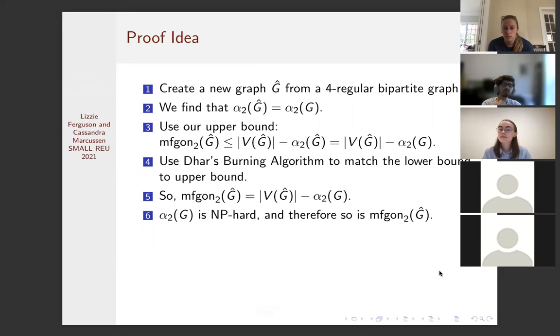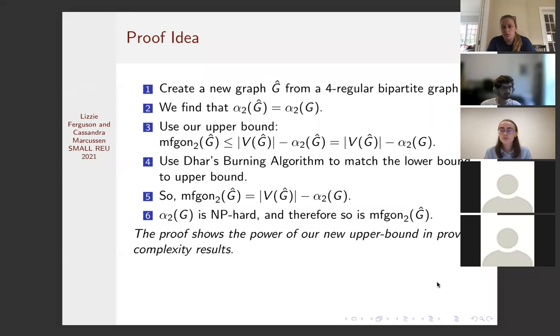And finally, since alpha 2 is NP-hard, even for simple bipartite graphs, so is the second multiplicity free Gonality. That's because this step 5 gives us an easy way to compute alpha 2 if we know how to compute second multiplicity free Gonality. So if alpha 2 is hard, then multiplicity free Gonality must be just as difficult. This proof has two important takeaways. First, it's an important result from a complexity theoretic standpoint, but also it shows that our upper bound is useful in unlocking new problems that we can look at for multiplicity free Gonality.